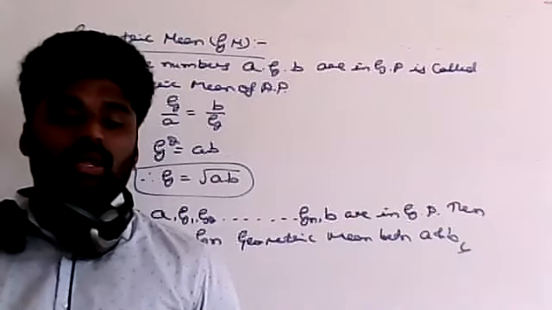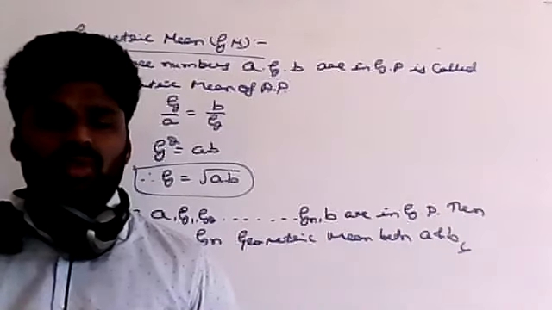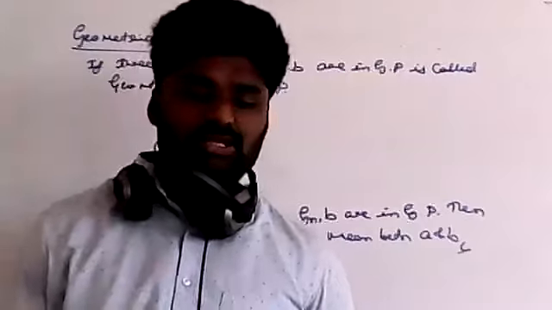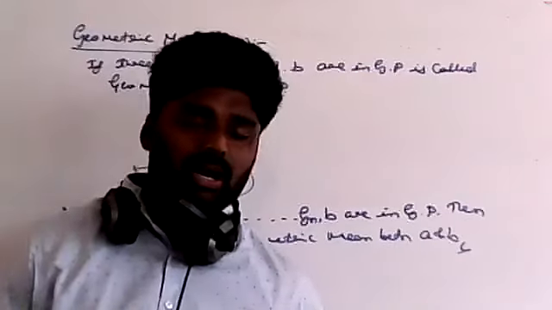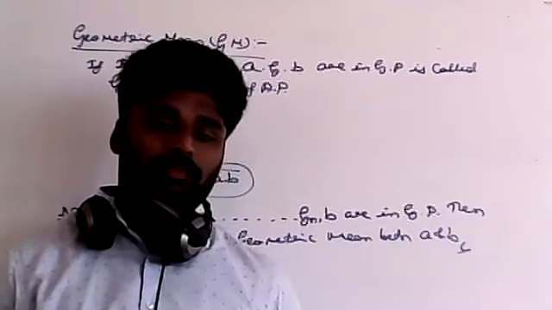If R is greater than 1, then it is what? A into R to the power of n minus 1, R to the power of, not n minus 1, R to the power of n it is. Just check that one. A into R to the power of n minus 1 divided by R minus 1, where R is greater than 1. Correct?